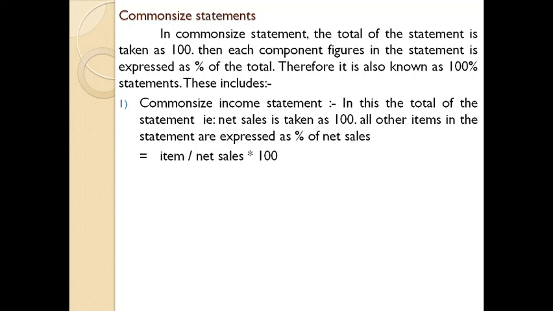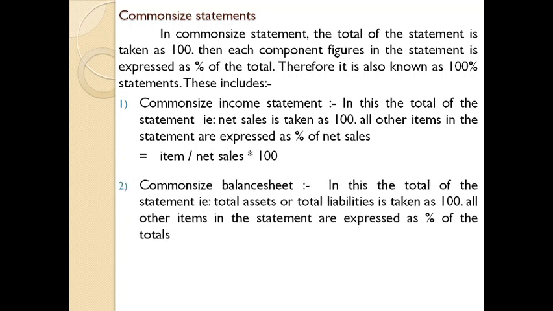For example, if you want to find the percentage of cost of goods sold, the equation is cost of goods sold divided by net sales into 100. If you want to know the percentage of non-operating income with net sales, the equation is non-operating income divided by net sales into 100. So to find the percentage, you need to take the item divided by the net sales into 100. Remember, you need to take the net sales, not total sales or cash sales or credit sales. You need to take net sales, and you know how to get the net sales.